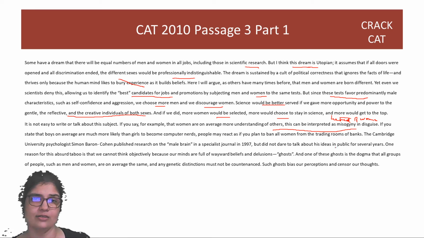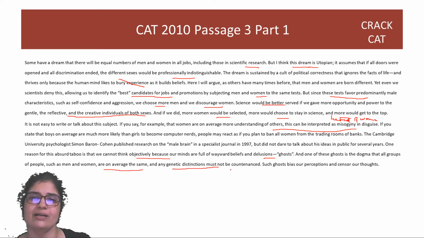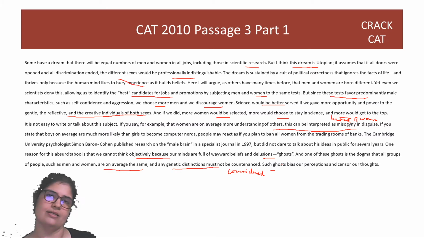Cambridge published research on the male brain but did not dare to talk about his ideas in public for several years. One reason is that we cannot think objectively because our minds are full of ghosts. And one of these ghosts is that men and women, who are on average the same, must not be considered different. Such ghosts bias our perceptions and censor our thoughts.